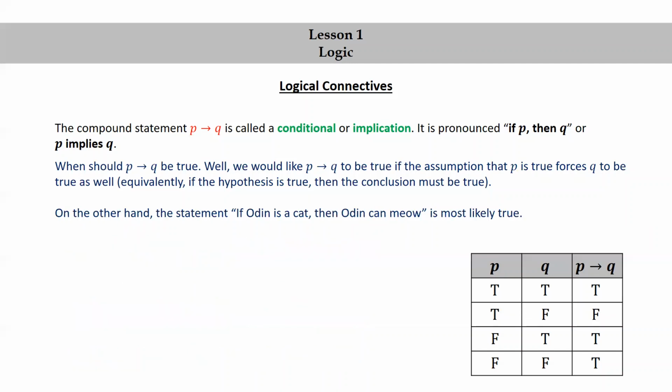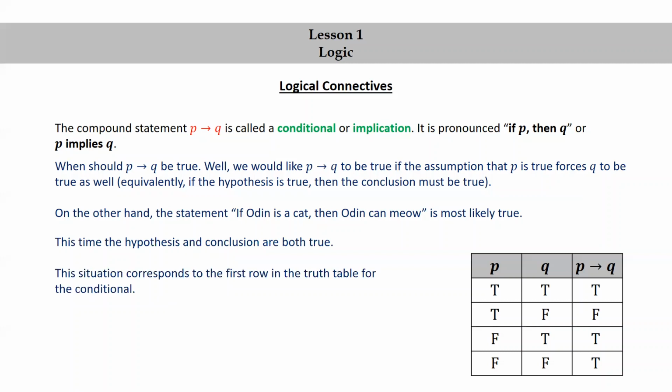On the other hand, the statement, "If Odin is a cat, then Odin can meow," is most likely true. This time, the hypothesis and conclusion are both true. This situation corresponds to the first row in the truth table for the conditional.